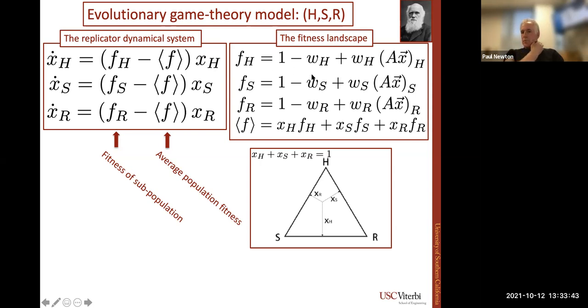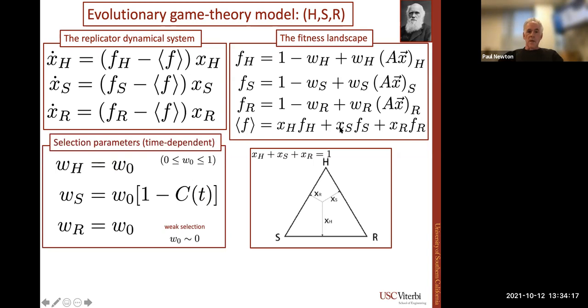So here we're showing the fitness landscape. Typically, the fitness landscape would be just defined in terms of a payoff matrix, which in this case will be a 3x3 matrix that defines the interaction of these three cells. But we're also using a parameter here; these parameters are going to be functions of time, and those are going to be our chemotherapy treatment schedules, okay? And then the average fitness is given by this formula.